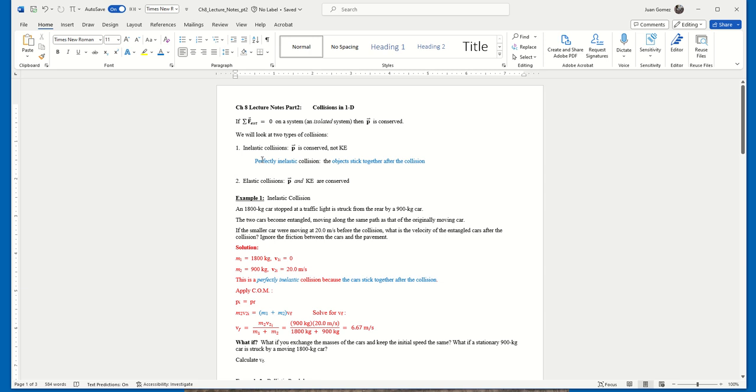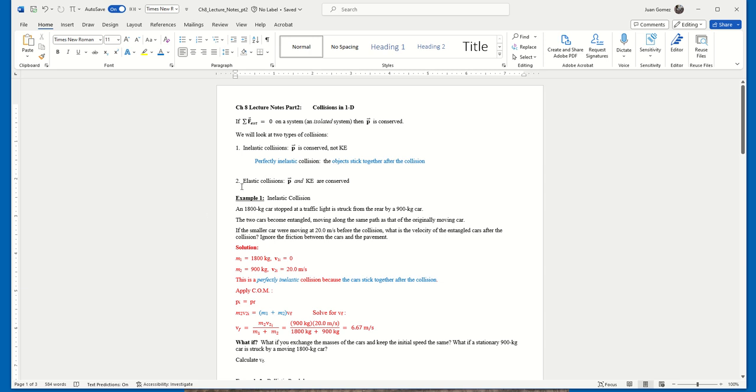Now, there's a special type of inelastic collision called a perfectly inelastic collision. That's where the objects stick together after the collision. But you can have an inelastic collision where they don't stick together. Perfectly inelastic is when the objects stick together. For example, in example 1, two cars collide, and somehow their bumpers lock. That constitutes a perfectly inelastic collision.